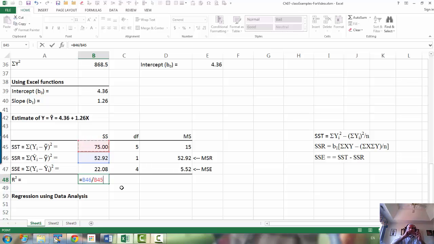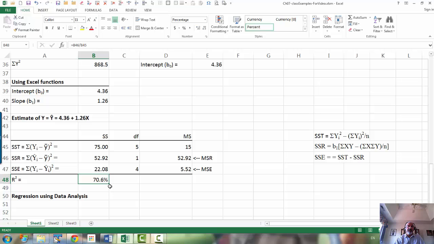So if all the points lie on the straight line, the entire variation is explained by SSR. So SSR will be equal to SST, and this ratio will be 1. But that's a very rare case. So the larger the R squared value, the more closely the line fits all the different points. So a larger R squared is a better R squared.